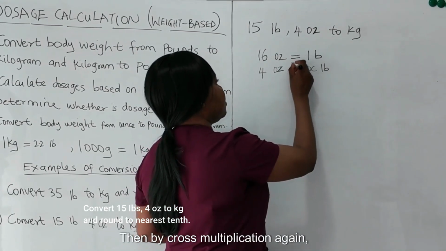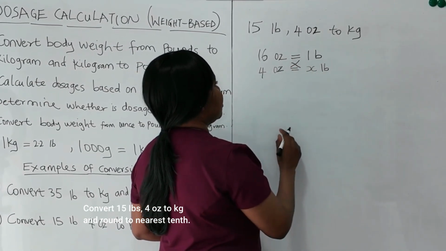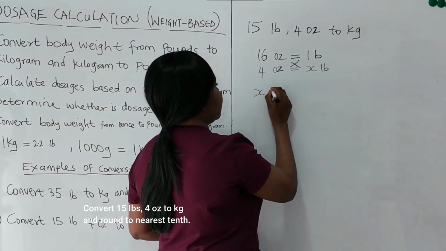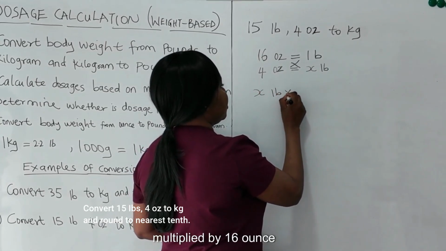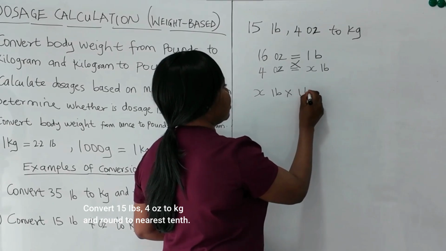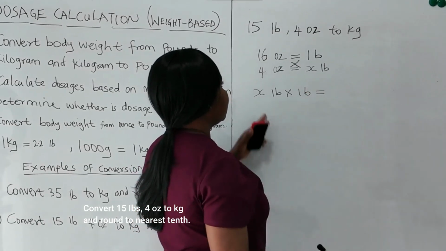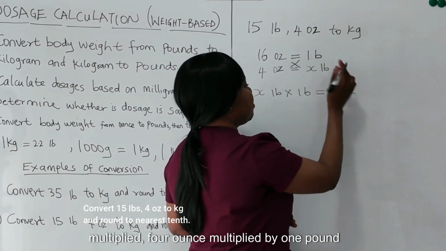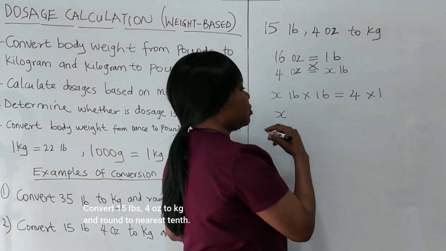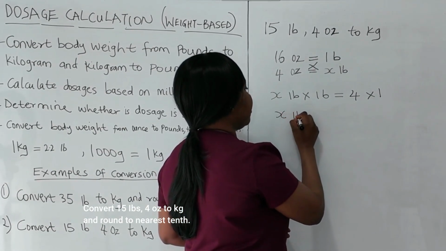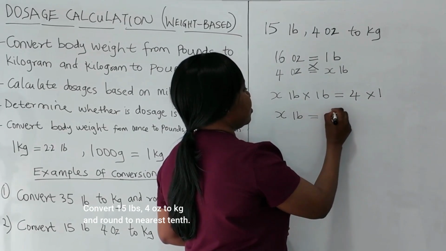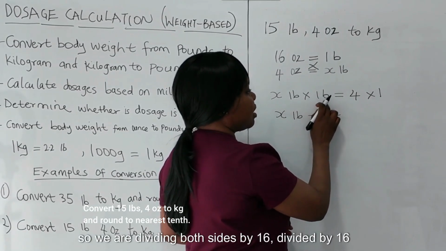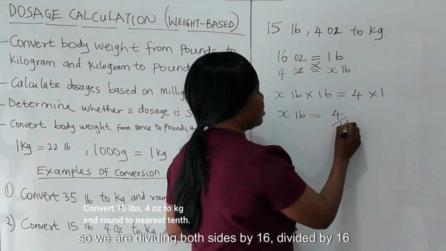Then by cross multiplication again, we know that x pound multiplied by 16 ounce will give us 4 ounce multiplied by 1 pound. So that means x pound equals 4, because 4 times 1 is 4. So we are dividing both sides by 16.